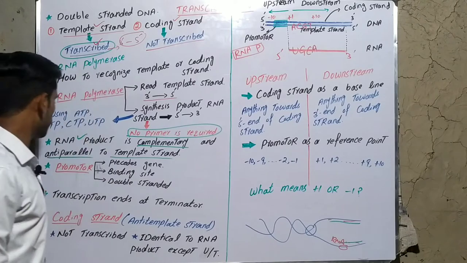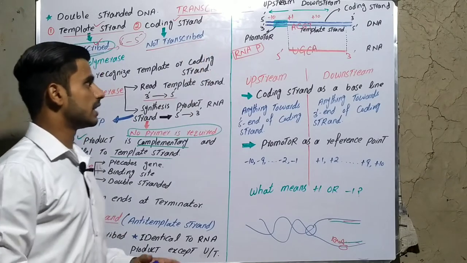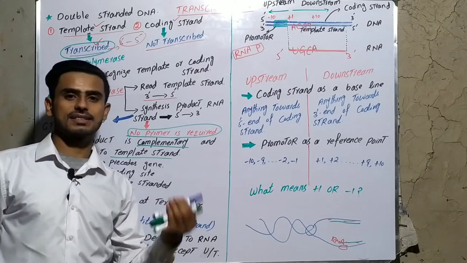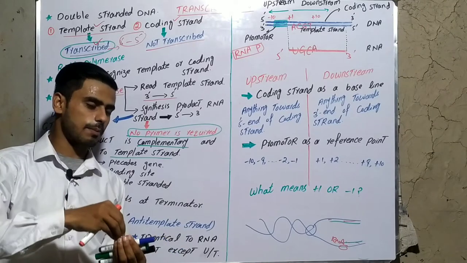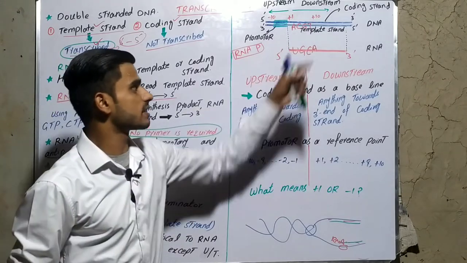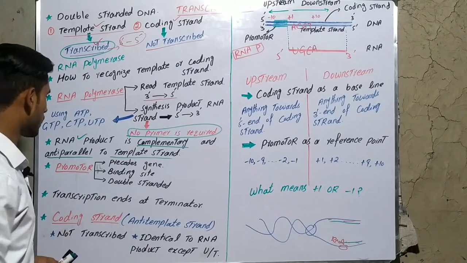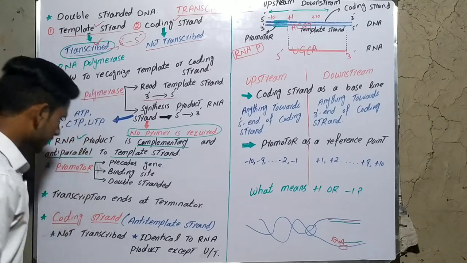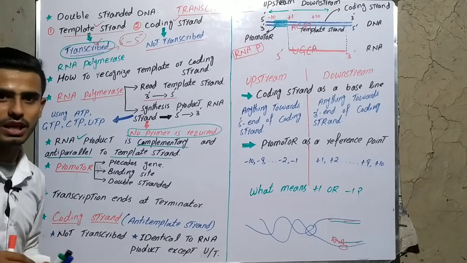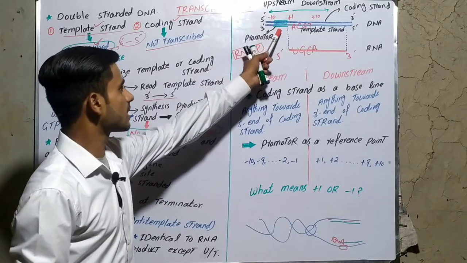So now we will move on. I have just discussed the promoter, that RNA polymerase will recognize the promoter. A promoter acts just like an airport. So RNA polymerase will come to the airport and start the synthesis of the RNA product using the template strand. It will read the template strand and synthesize the RNA product. But what is the promoter? The promoter is just like an airport. Promoter is not going to be transcribed. The first concept you must remember is that the promoter is just an airport.